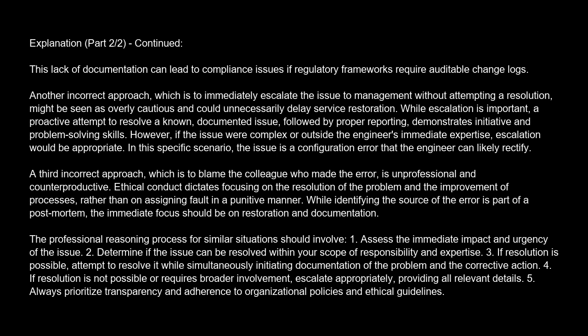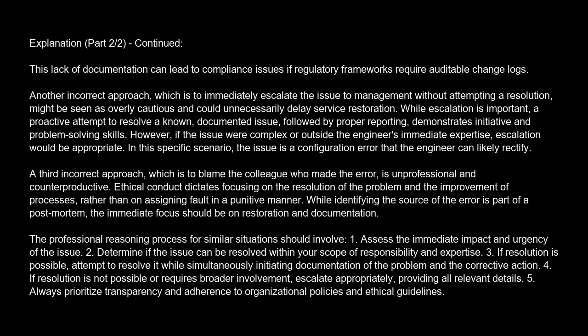Ethical conduct dictates focusing on the resolution of the problem and the improvement of processes, rather than on assigning fault in a punitive manner. While identifying the source of the error is part of a post-mortem, the immediate focus should be on restoration and documentation. The professional reasoning process for similar situations should involve: 1. Assess the immediate impact and urgency of the issue.